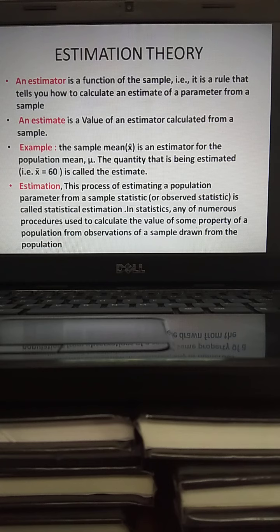Normal distribution parameters are mu comma sigma square. The only discrete distribution in this world which has both mean and variance equal, unique. What is the distribution? Poisson distribution. So what is its parameter? Lambda.